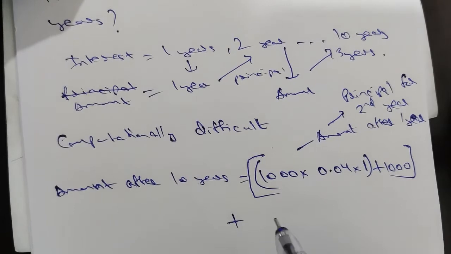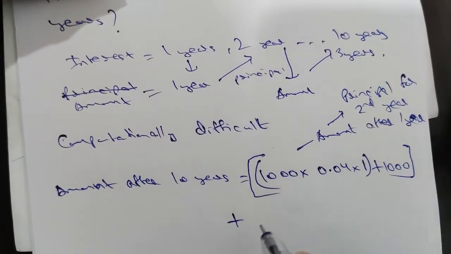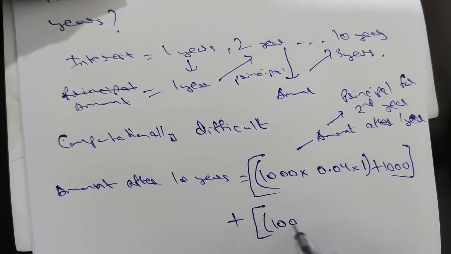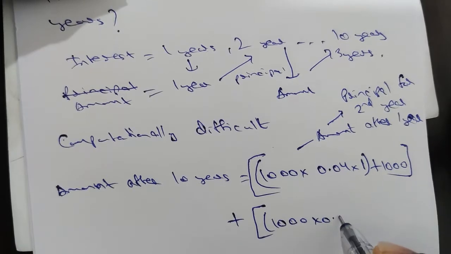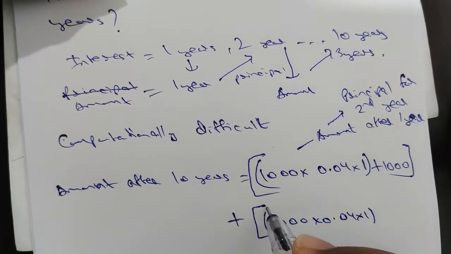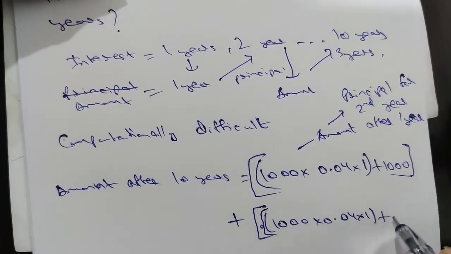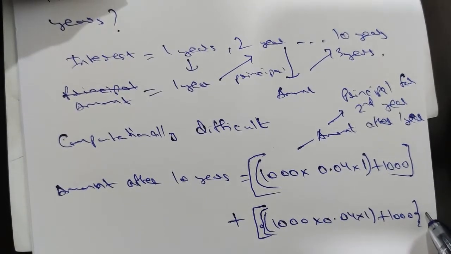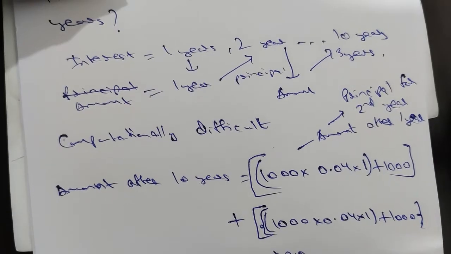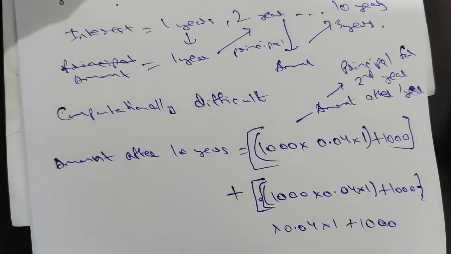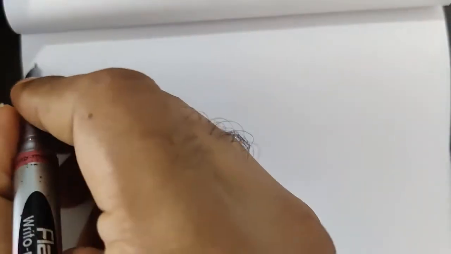So then what do we do in the second year? This becomes your principal. So suppose I am not calculating this. What will happen? This becomes your principal, 0.04 into 1, plus 1000, and you again multiply it with 0.04 into 1 plus 1000. So you see, it's not possible. As we have seen, computing becomes very difficult.